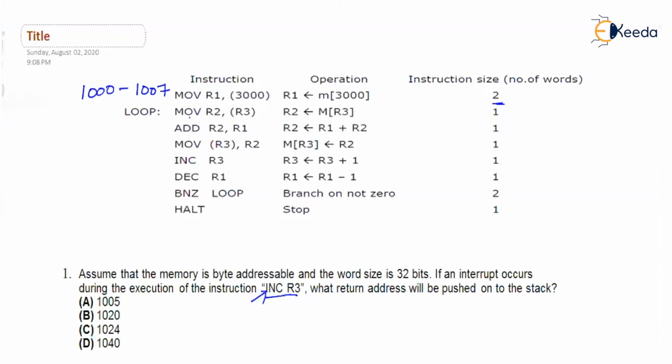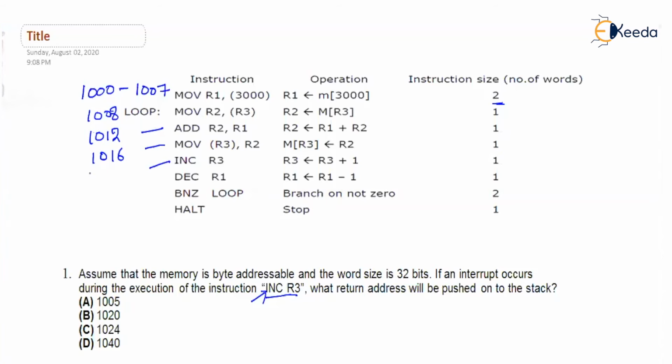Now, this instruction offset is 1008. This instruction is a 1-word instruction, so it just takes 1008 to 1011. So this instruction offset is 1012. This instruction offset is 1016. This is a 1-word instruction, 1012 to 1015. This instruction is going to consume 1016 to 1019.